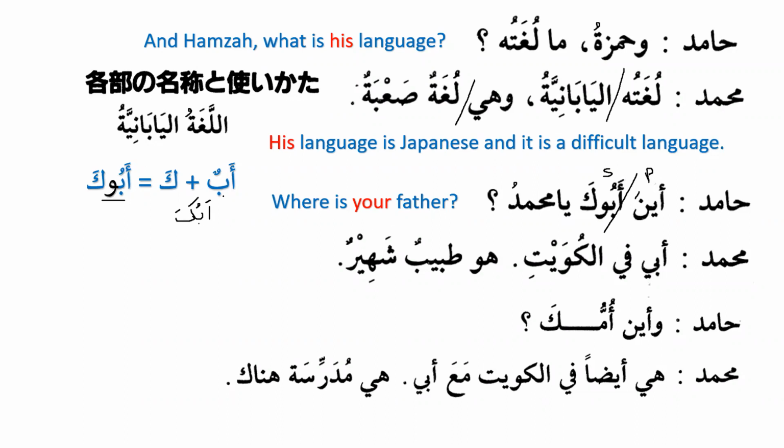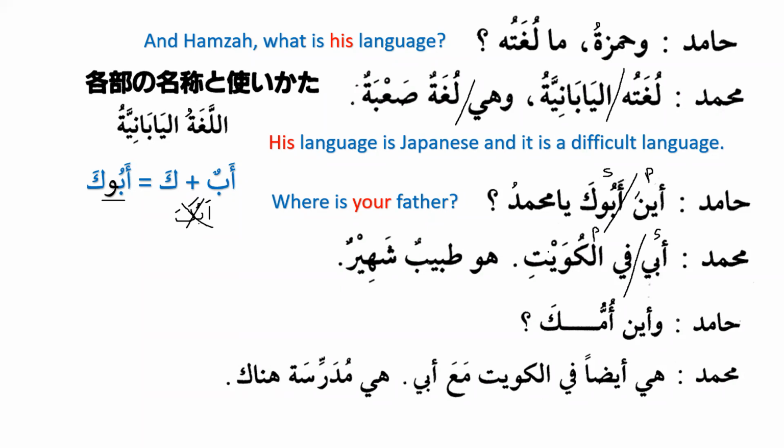So did you get this idea? So whenever we have abun, and with abun we have attached pronoun, then we can't say abuka, we have to say abuka with the wow. Excellent. And then Muhammadun, he says, Abi fil Kuwaiti. My father is in Kuwait. So Abi is the subject and fil Kuwaiti is predicate.